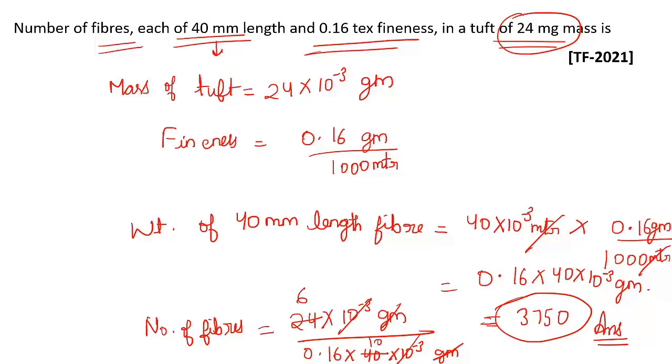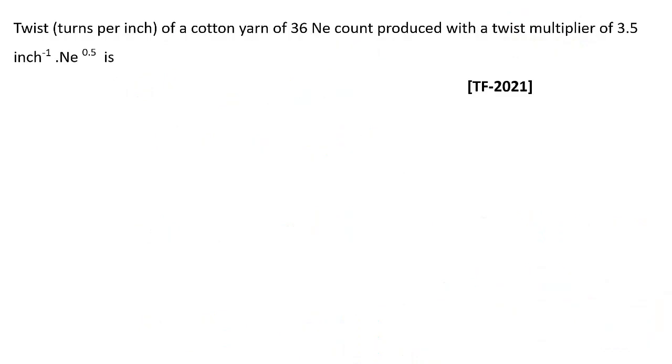Now coming to the next question. This is also a 1 mark NET type of question. It is said that twist per inch of a cotton yarn of 36 Ne count produced with a twist multiplier of 3.5 per inch into under root of Ne is. So you have to find twist per inch, meaning TPI.